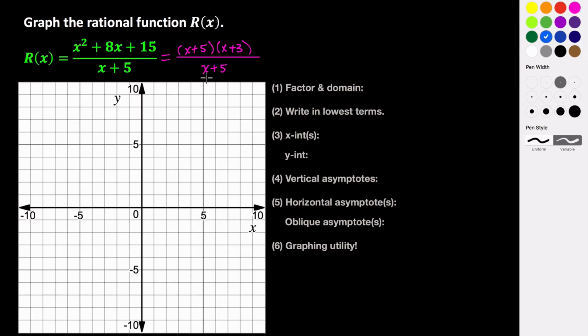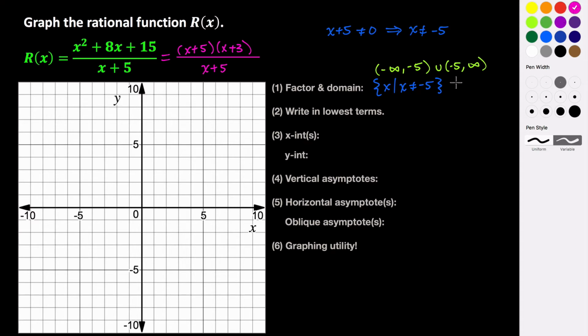We know that the denominator gives us a domain restriction, right? So we know that x plus 5 cannot equal 0, which means that x is not allowed to equal negative 5. So our domain is the set of all x such that x does not equal negative 5. And then in interval notation, that would be from negative infinity to negative 5, union from negative 5 to positive infinity.